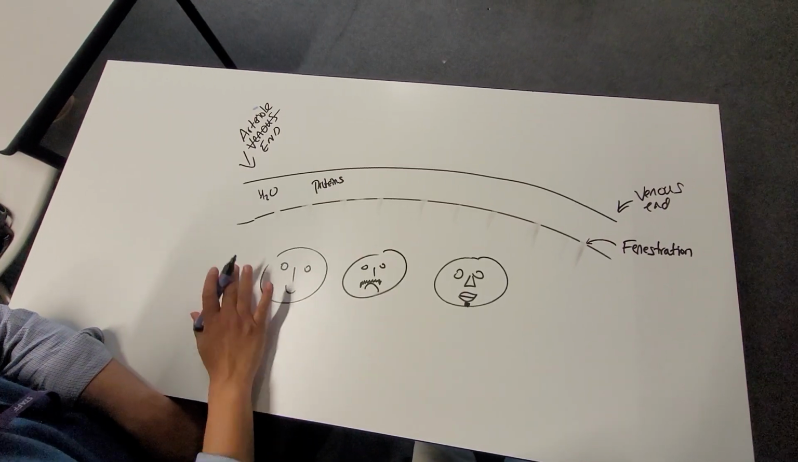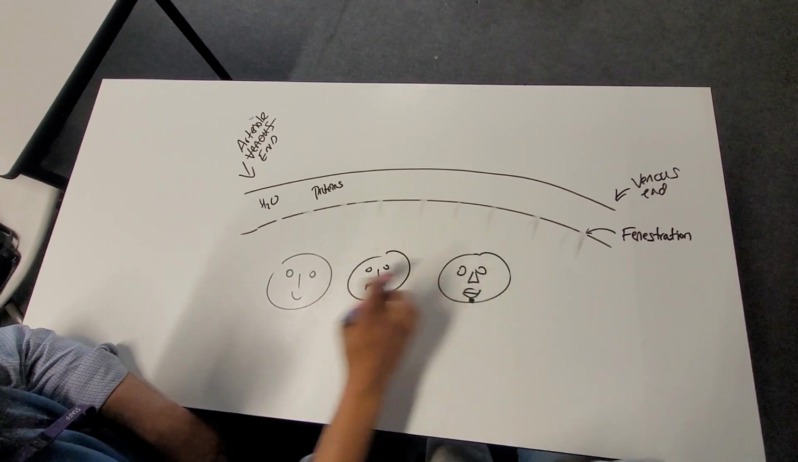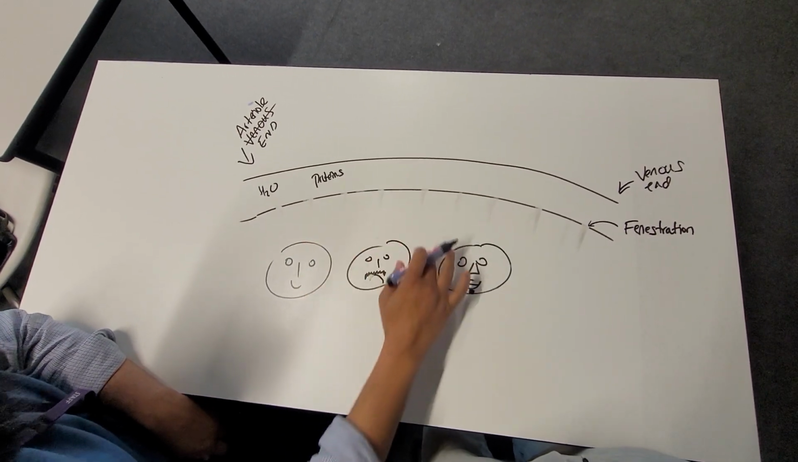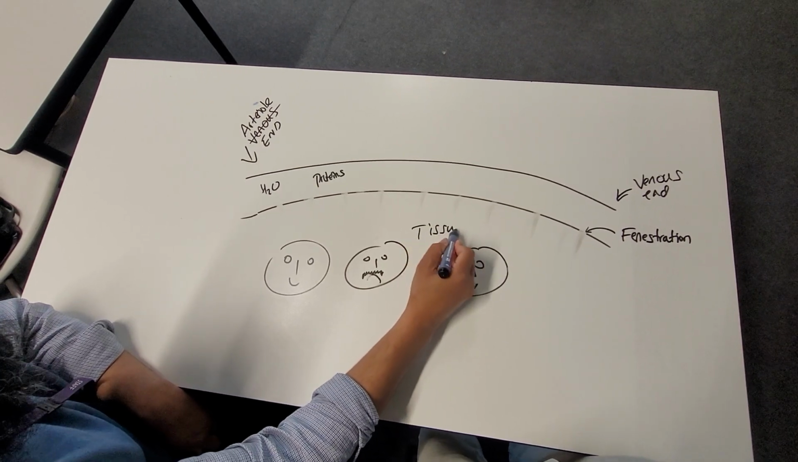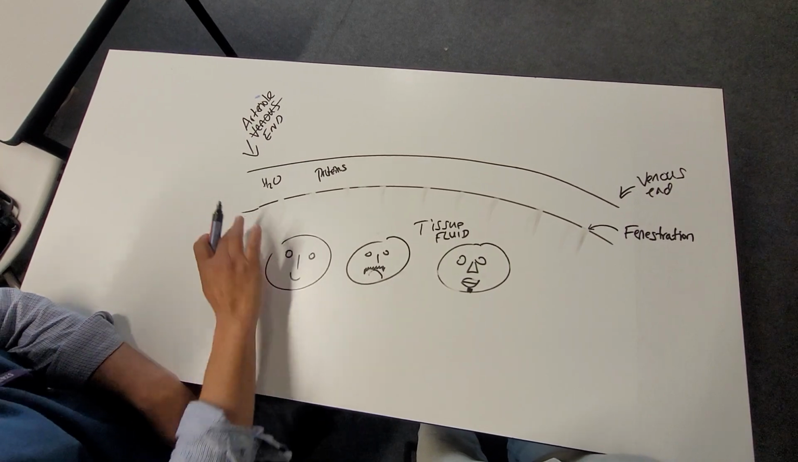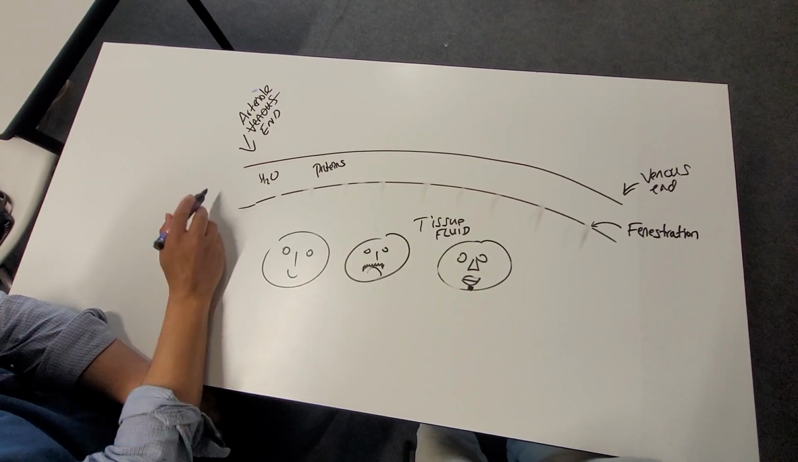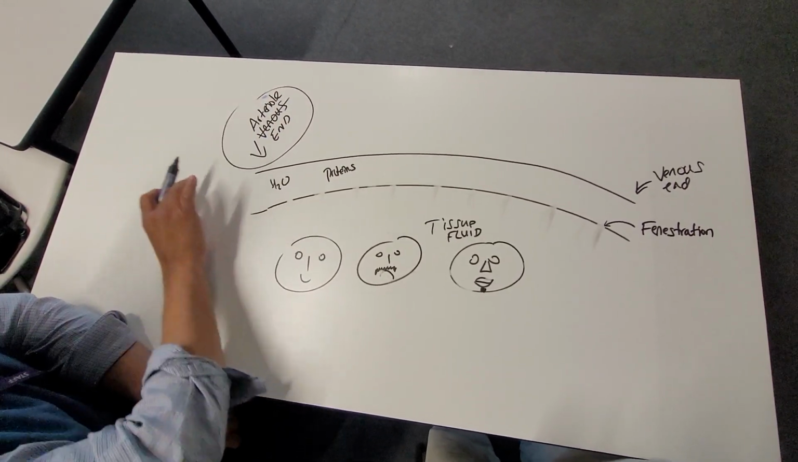Tissue fluid literally means the fluid within the tissue. So I have cells here, 1, 2, 3 cells, and the fluid in between the cells, we call this tissue fluid. Okay, so this is my capillary. Now the capillary coming this way is coming from the artery, so we call it arteriole end.